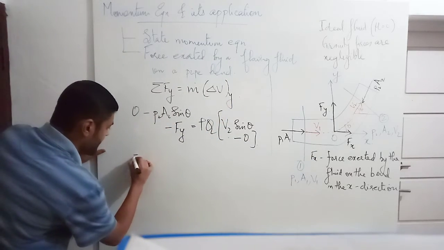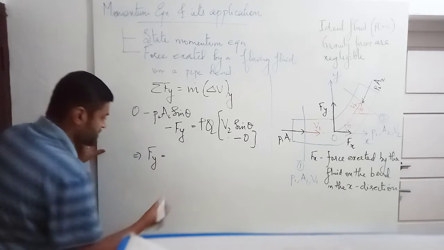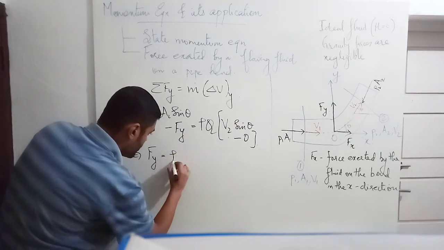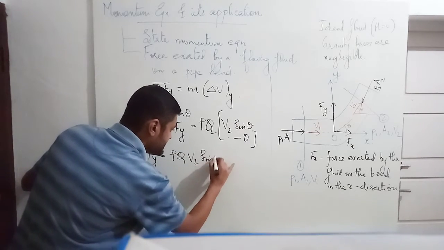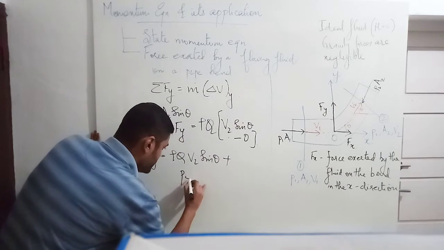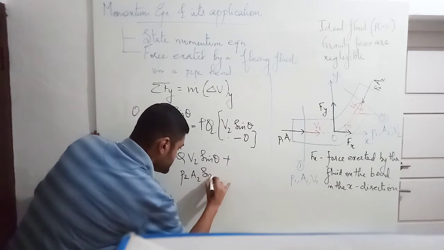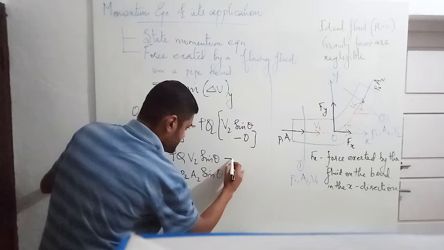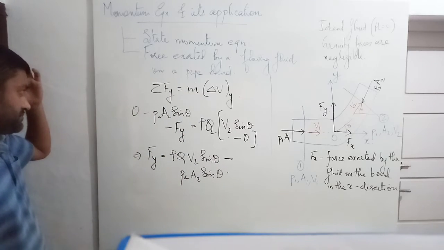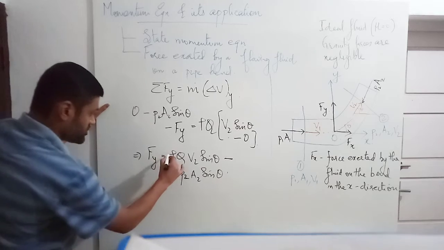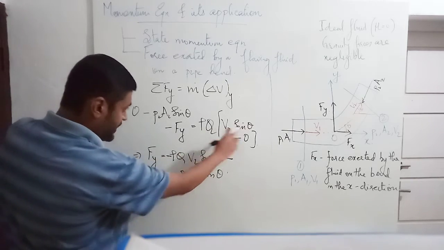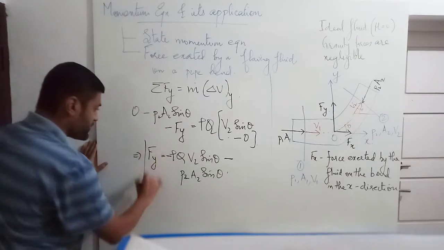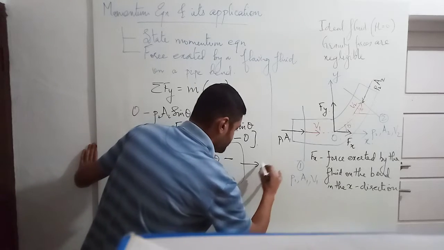Rearranging this equation, I can write summation of forces in the y direction. The force in the y direction Fy is equal to rho q v2 sine theta plus P2 A2 sine theta. Not plus, sorry, minus. This will be minus rho q v2 sine theta minus P2 A2 sine theta is equal to Fy. Now let us see, this is equation number 3.